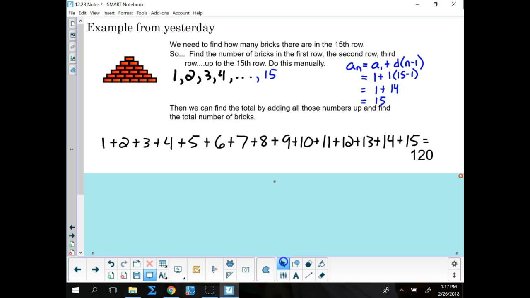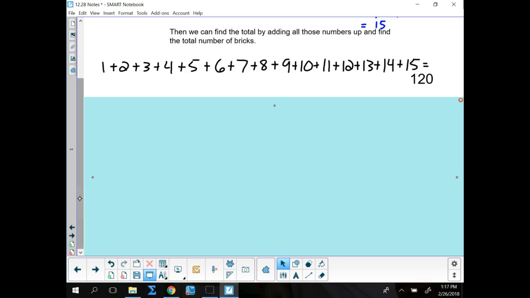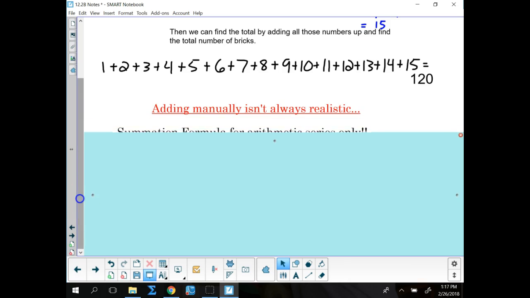Adding 15 numbers isn't that bad. But what if I said the pattern goes for 280 rows? You want to add 280 numbers? Not me. Even if I am jamming out to some Kahoot music. Okay? Alright? So there's got to be an easier way, because adding manually isn't always realistic.